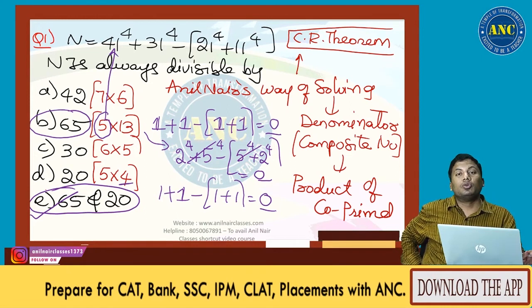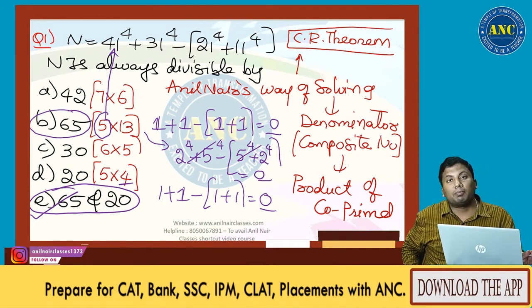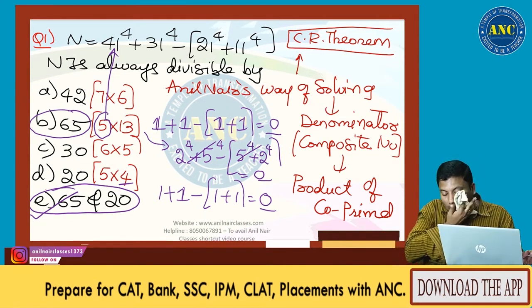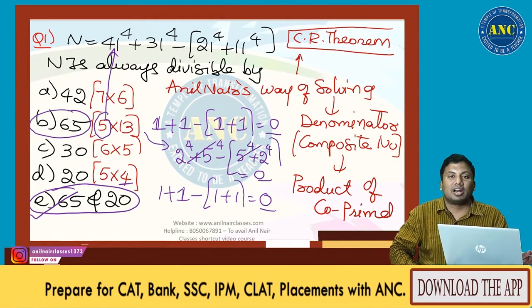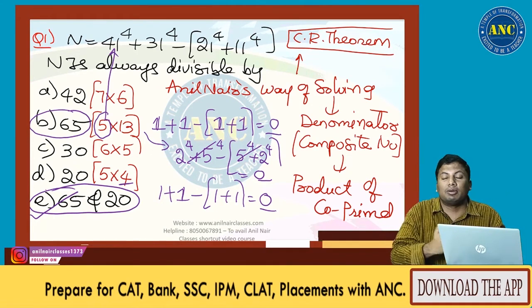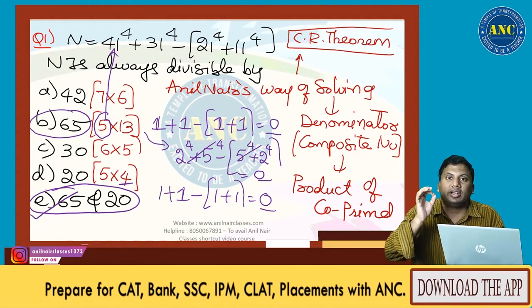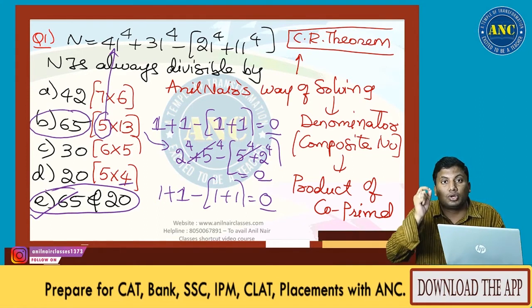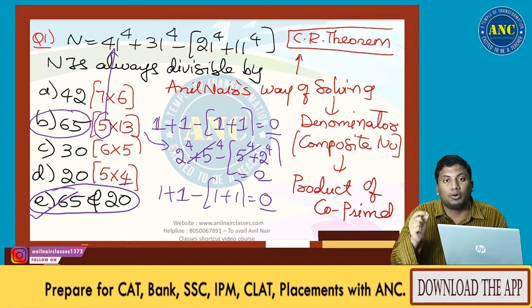That means you do not need to open up the bracket and use a power n minus b power n concept. 41 power 4 minus 21 power 4. A power n minus b power n is always divisible by a minus b. You don't need to do it. Whenever the denominator is a composite number, try to use Chinese remainder theorem. It will help you to save your time. It will help you to get the answer in less number of steps.